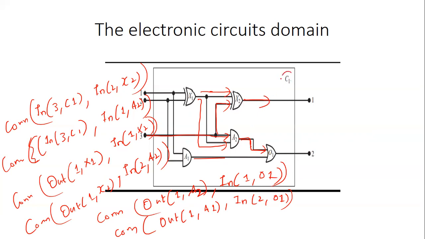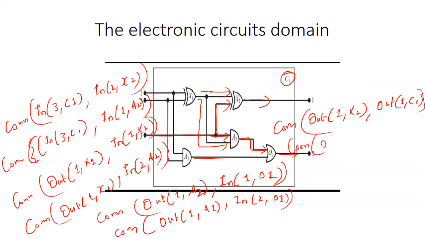First output of X2 is nothing but the output of the whole circuit. And the first output of O1 is nothing but the second output of C1. So how can we say that? First output of X2 is connected with the first output of C1. So for the whole circuit, this is the first output also, right? So this is connected. Similarly, the first output of O1 is nothing but the second output of C1, right?